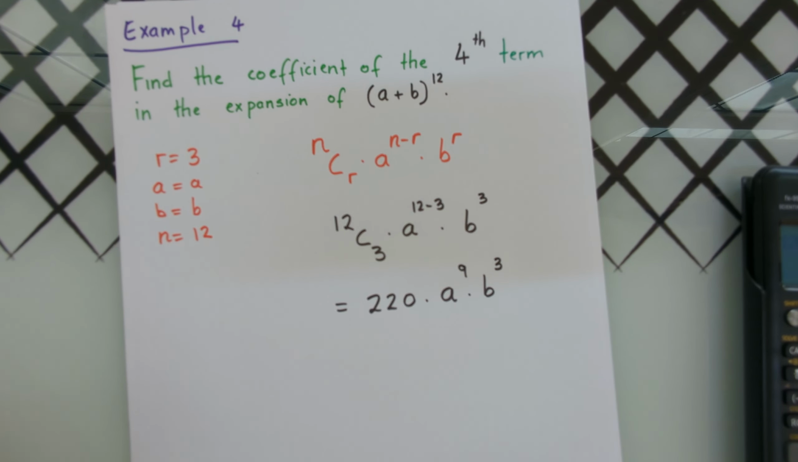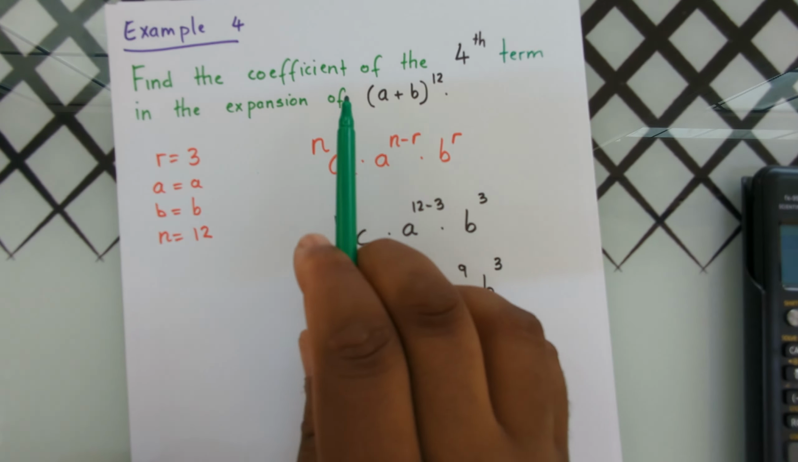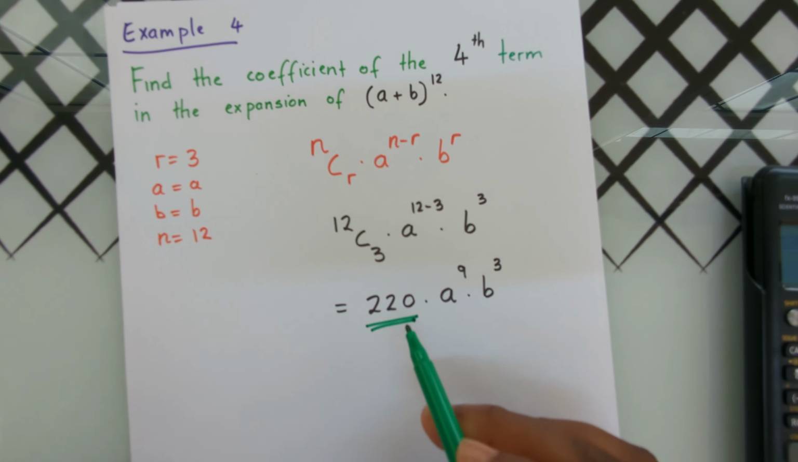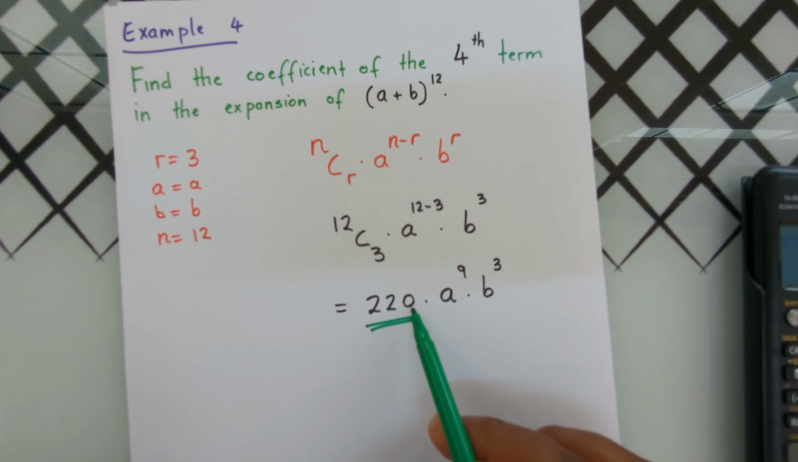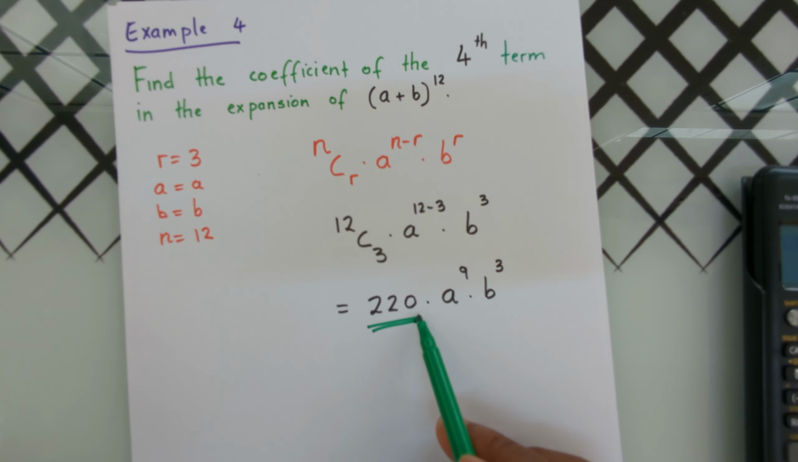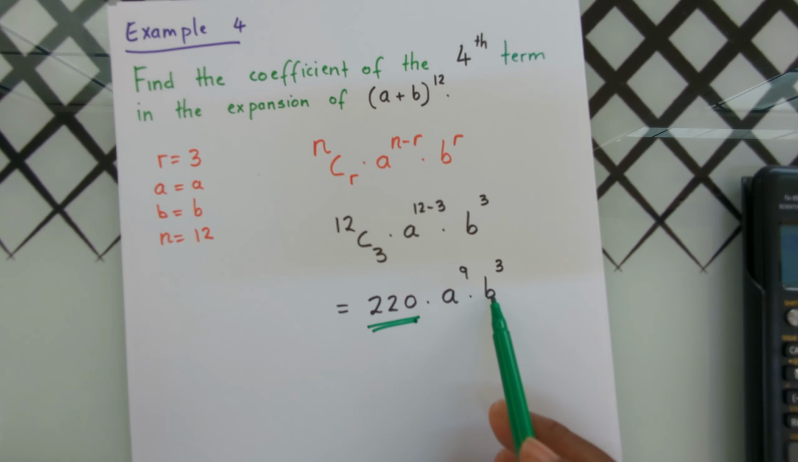So according to the question, all they want is the coefficient of the fourth term. So our coefficient will be 220. And the whole fourth term will be 220, a to the power 9, b to the power of 3.